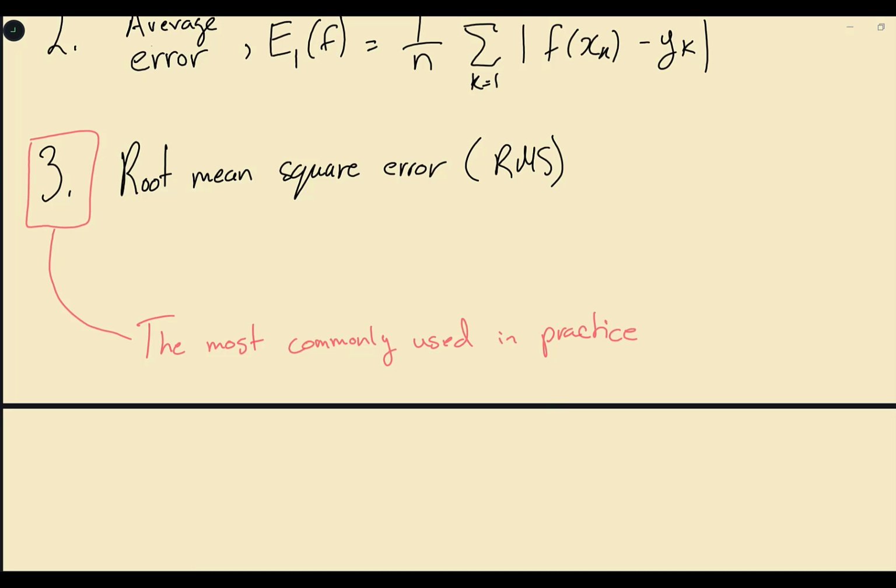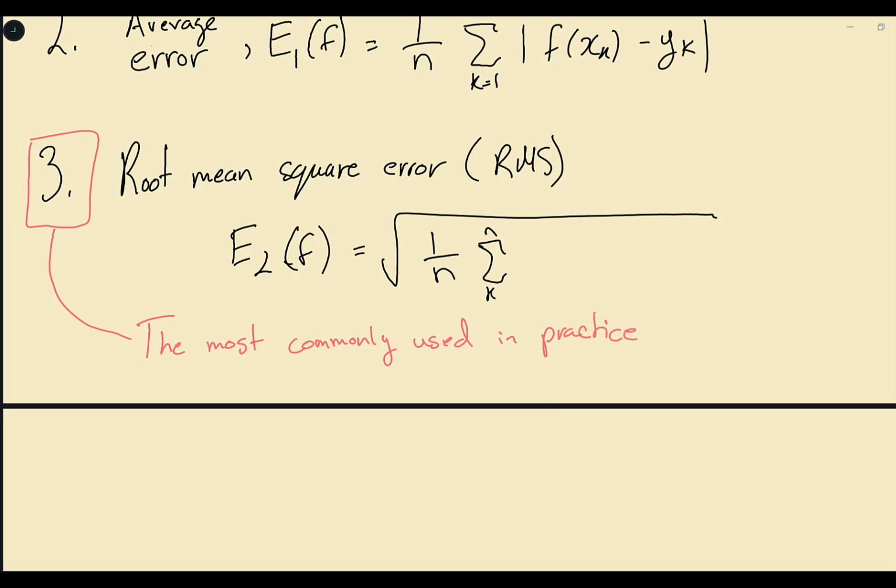And the equation for that is e2 of f, and it's equal to the square root of 1 over n, which is the total number of points, times the sum of the errors. But in this case, instead of just the sum of the errors, we're doing the square of the errors. So we have f of xk minus yk, and all of this together is squared. So without the absolute value here, because the square itself, if it's negative, will become positive anyway.